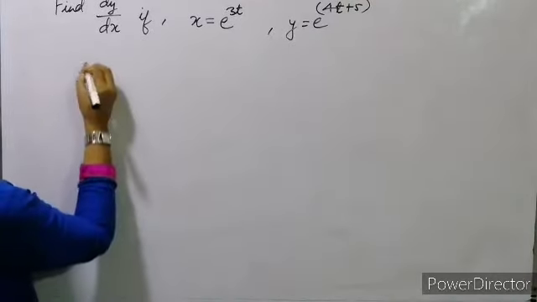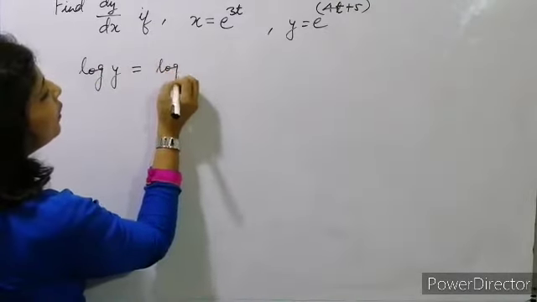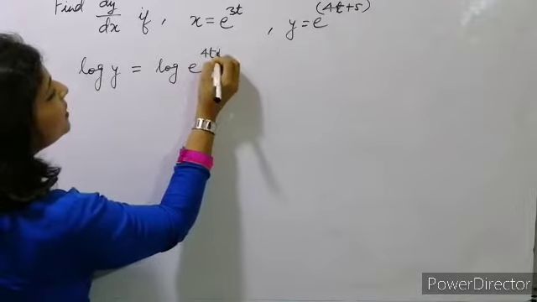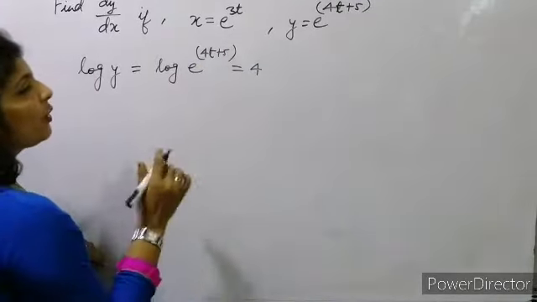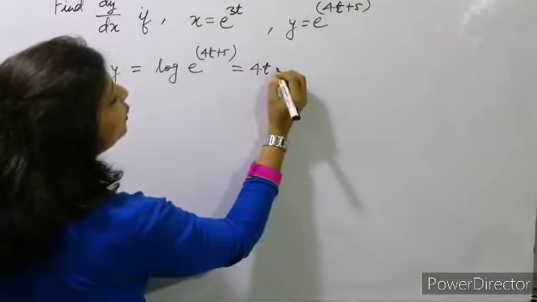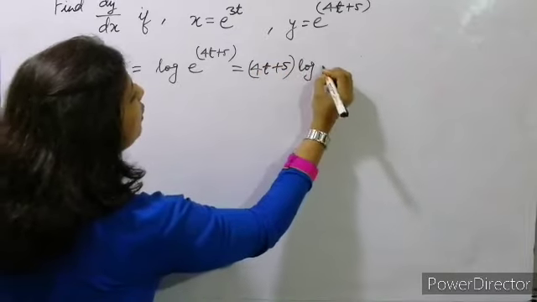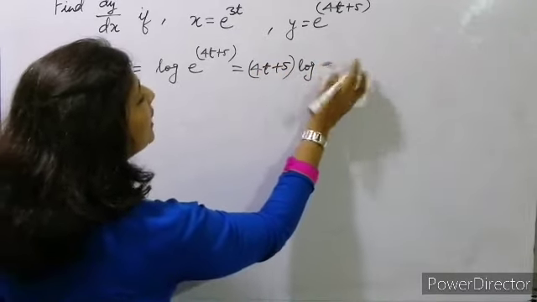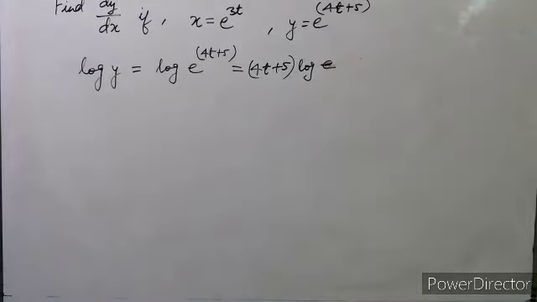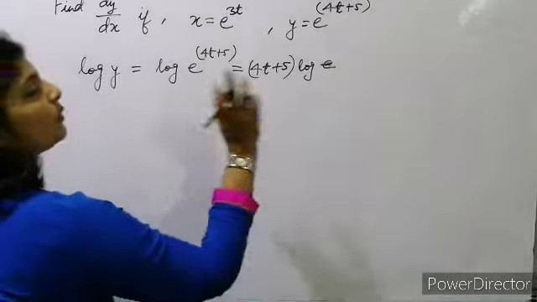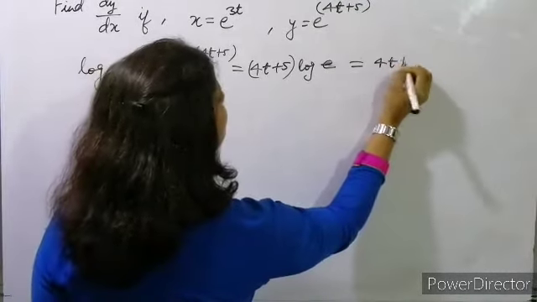But before that what we'll do, we'll apply log both the sides. So log of y will be equal to log of e to the power 4t plus 5. Okay, so this will be equal to, by using the basic law of logarithm, (4t plus 5) log e. So as we all know that log of e is equal to 1. Okay, so this will be equal to 4t plus 5.